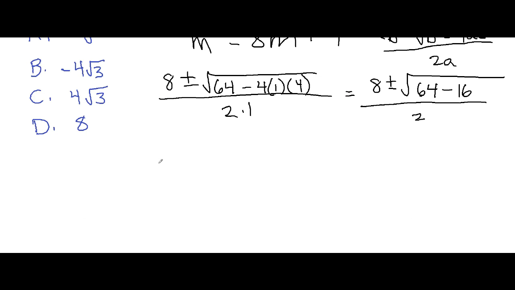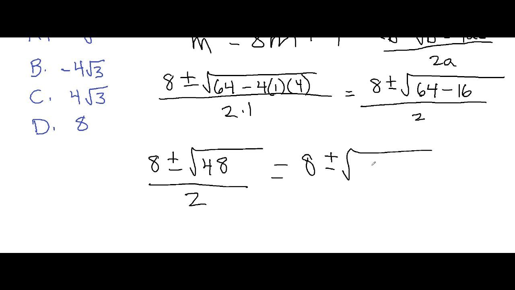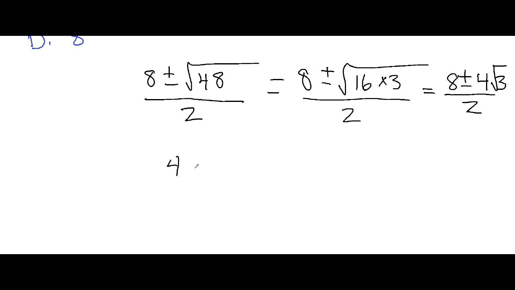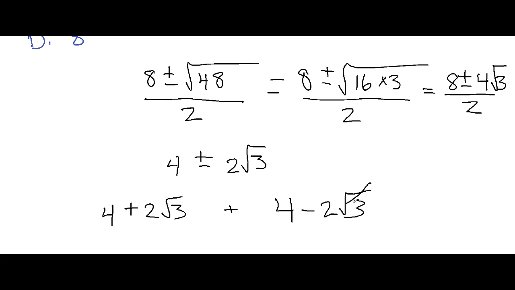Now I'll have 8 plus or minus the square root of 48 all over 2, and I can factor 48 to 16 times 3 all over 2. The square root of 16 is 4, so I can pull that out. Leave root 3 all over 2. So if I divide by 2, I'm left with 4 plus or minus 2 root 3. So one of my solutions is 4 plus 2 root 3, and I will add that to the second solution, which is 4 minus 2 root 3. These two cancel out, and I'm left with my answer, which is 8.